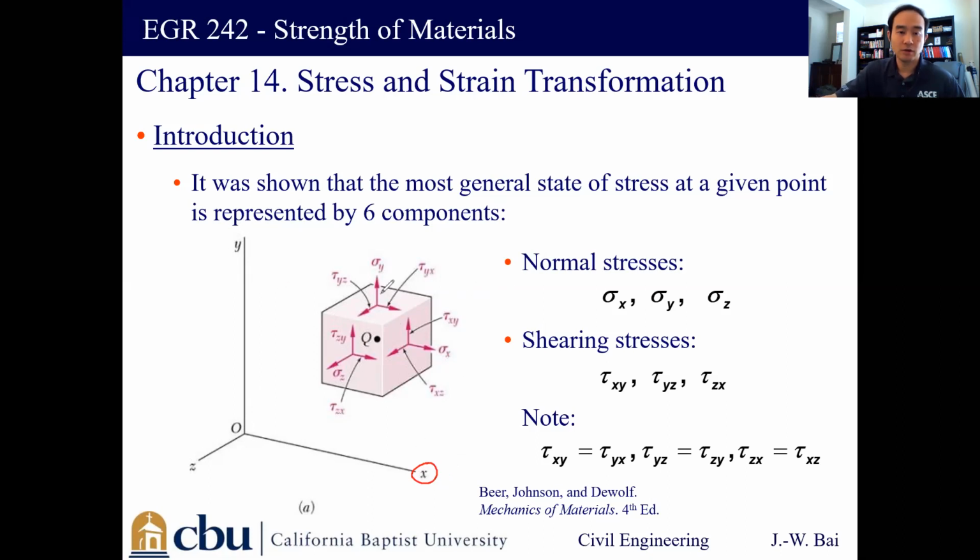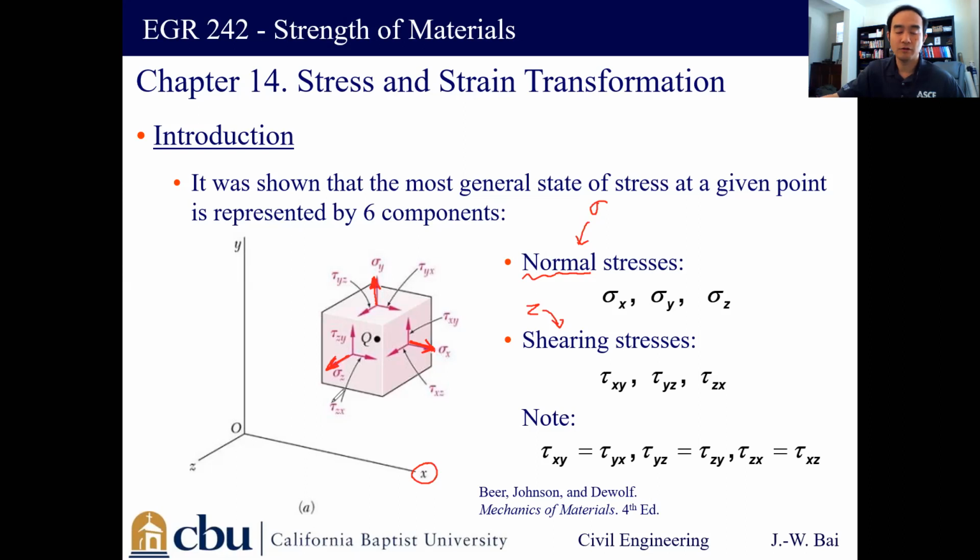Then we can think about all possible components of stress depending on the direction in this coordinate system. First, we have the three axial stresses, the normal stresses, perpendicular to each plane. We call them sigma x, sigma y, and sigma z. Sigma stands for the normal stress, and tau stands for the shear stress. Since this plane is perpendicular to the y-axis, the normal stress has a direction parallel to the y-axis, so we call it sigma y. Same story for sigma x and sigma z.